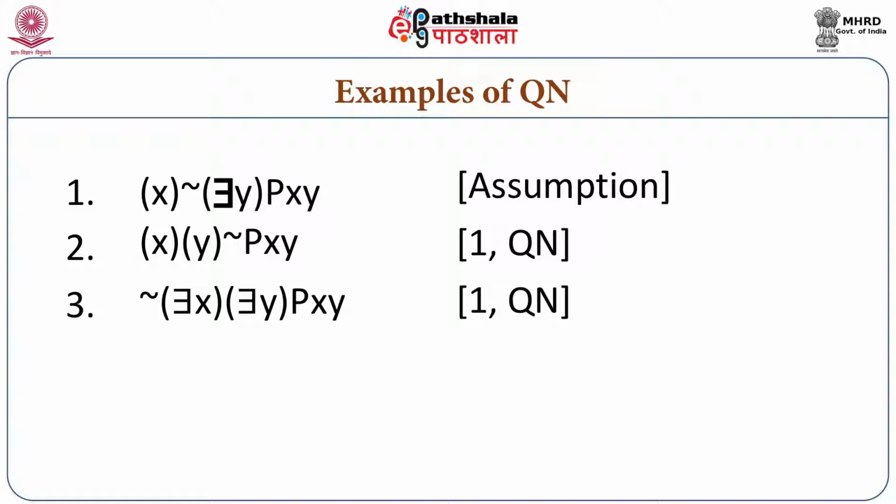Third step, and look at step number 1. For all x has been replaced by it is not the case that there is an x such that there is a y and P x y. So by appropriate substitution, by the rule of replacement, we are able to show that 3 is also derivable from 1. Let us take some ordinary sentences involving both the universal quantifier and the existential quantifier, and then see whether they are equivalent or not.